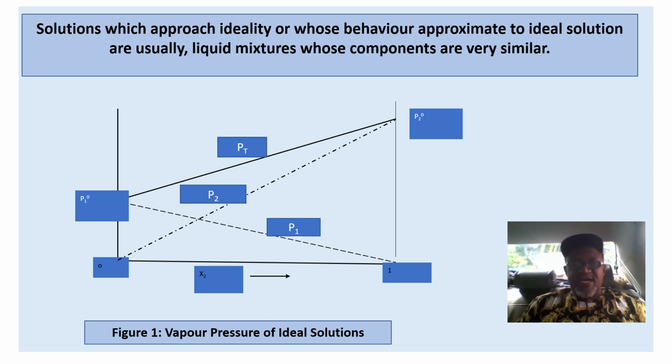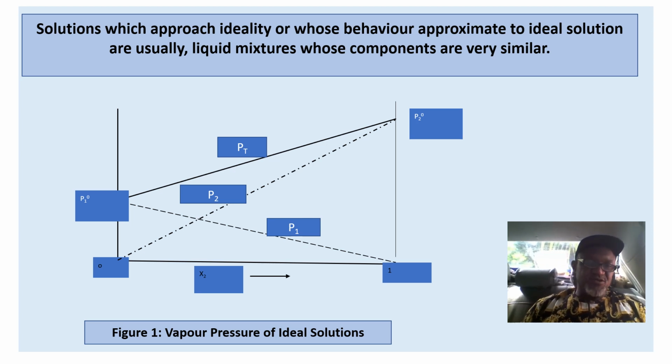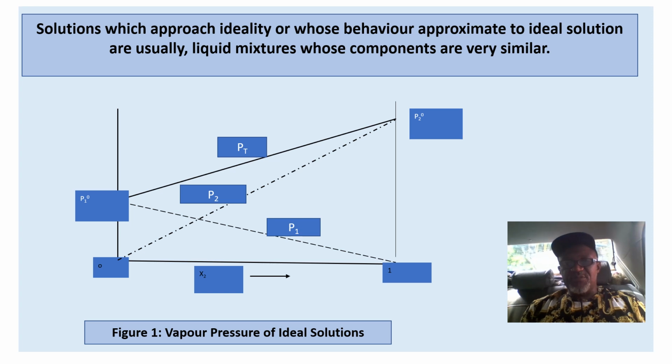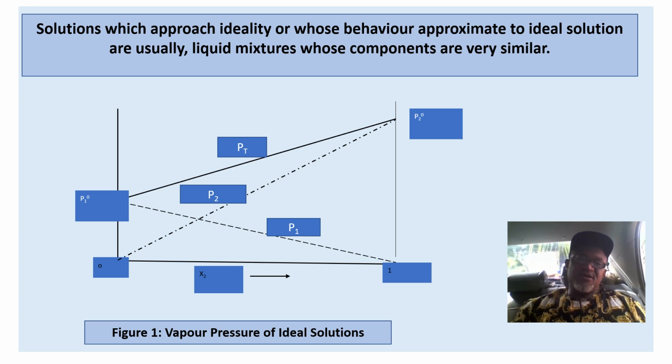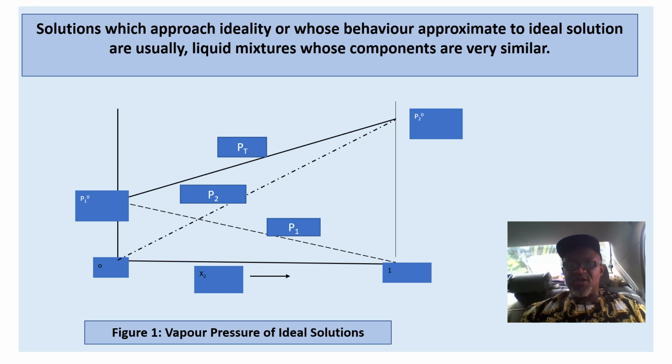If we look on the right of that graph, we'll see P2 to power 0. That is the maximum pressure attainable, which is the pure vapor pressure of component 2. And on the left, we'll see P1 naught, which is the pure vapor pressure of component 1. So all solutions that obey Raoult's law will have this chart. But we also have negative and positive deviations from Raoult's law, where the P total will no longer be a straight line.